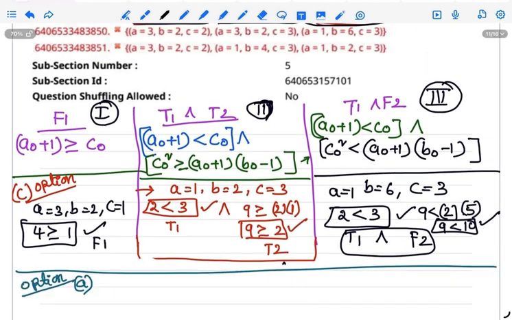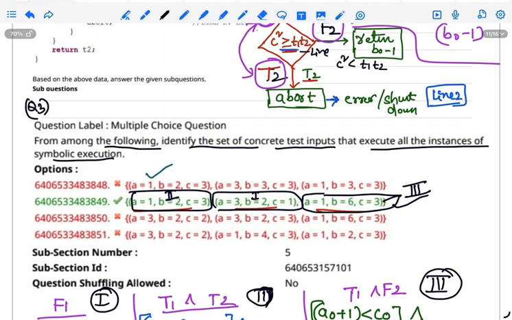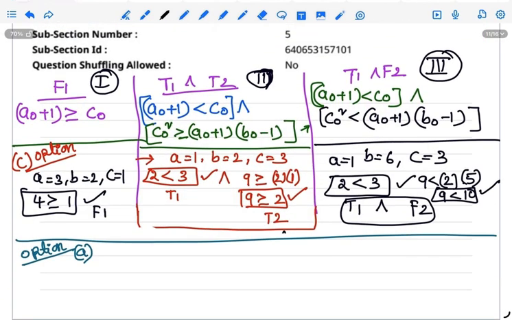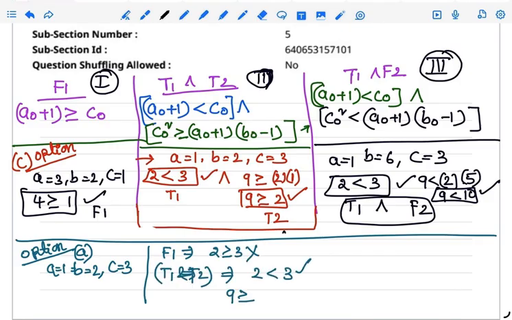Okay. The option A, we will select first this one. A equal to 1, B equal to 2, C equal to 3, increasing order. So we will check whether the F1 condition is satisfied or not. F1 is A0 plus 1 greater than or equal to C0. A0 plus 1 is 2, greater than or equal to 3. Wrong, right? It's not satisfied.